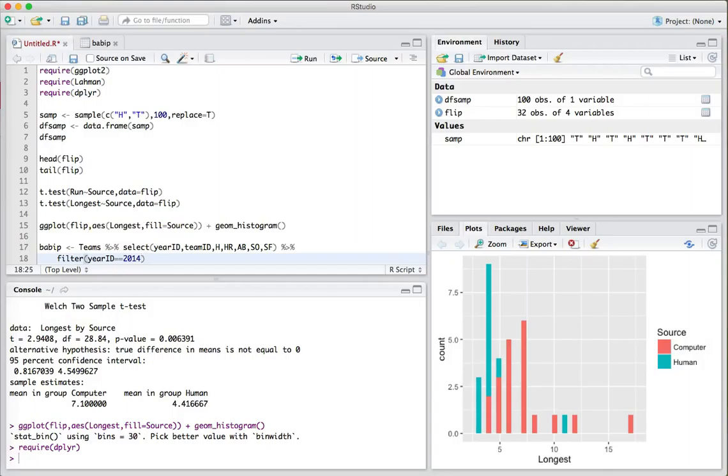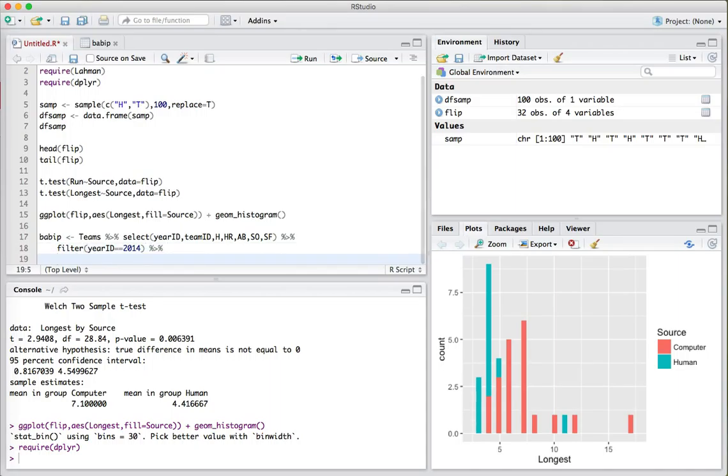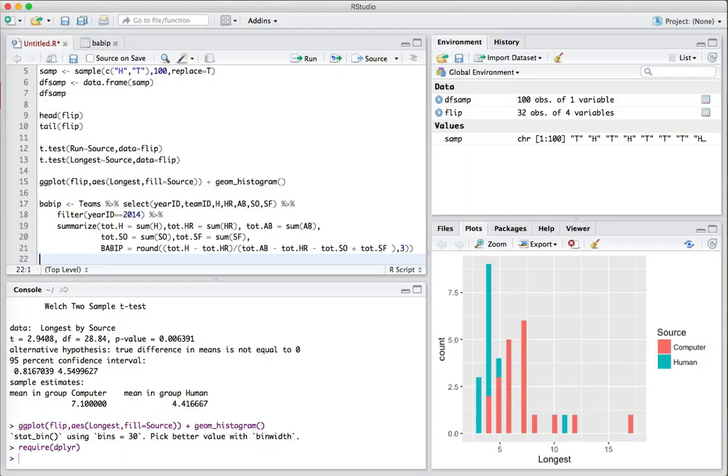Now, what I'm going to do is to issue some summarize commands, and to save a little time, I'm just going to paste those in, as you can see here. So here's what I've done. I have summarized for all of the teams in 2014. I've summarized all the hits, so I've got all the hits summed for all 30 teams. I have the sum of all the home runs. I have the sum of all the at-bats, all the strikeouts, and all the sacrifice flies.